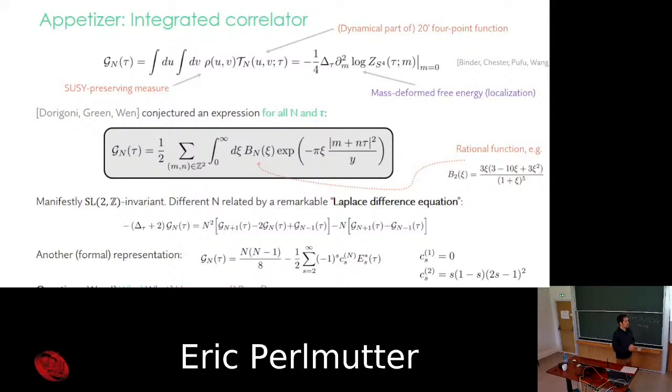And there's another representation, which is as a sum of these completed Eisenstein series with real integer indices. This is just a formal representation, which doesn't converge everywhere in the upper half plane. This one does. And these coefficients, c_s(N), can again be determined by recursion by plugging this into this. That gives you a recursion relation for these. And here are the first two that you use as boundary conditions. Okay. Notice the SU(2) one is just this quartic polynomial.